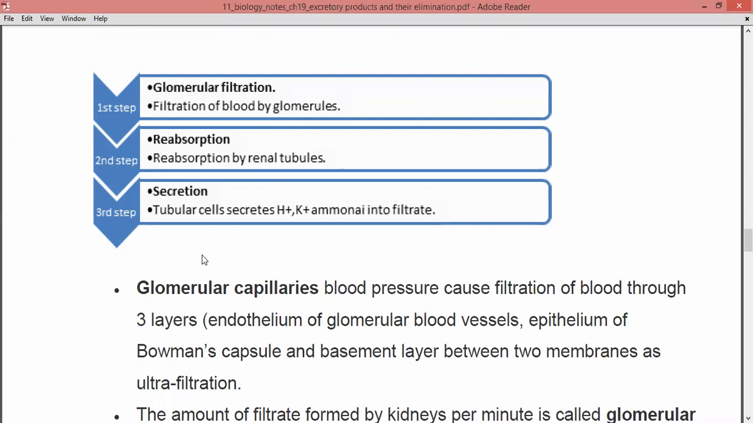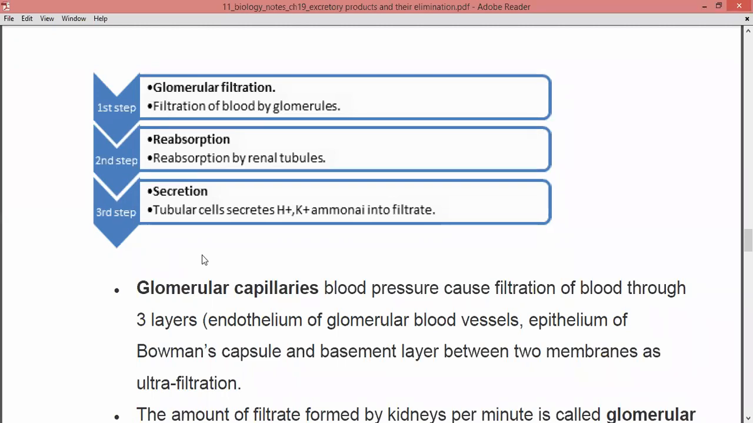So the first step of urine formation is glomerular filtration. Second, reabsorption takes place, with 99% reabsorbed by the renal tubules. And the third is secretion by the tubular cells, which forms the final urine.